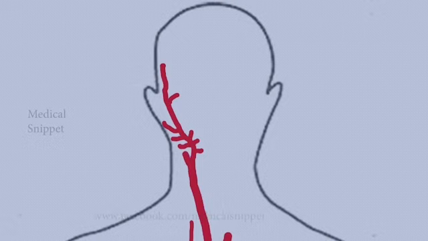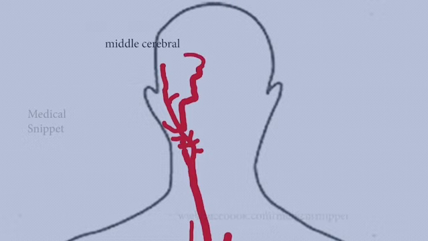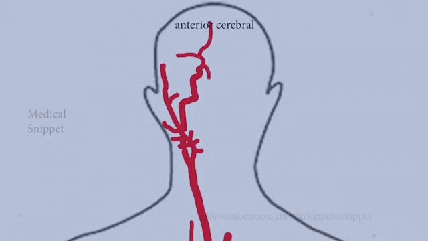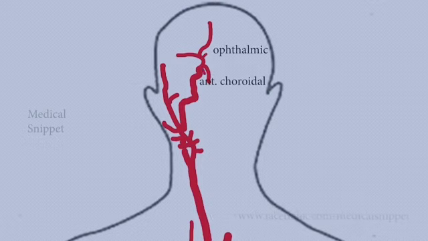The internal carotid artery has no branches in the cervical part. The petrous, cavernous, and cerebral part gives rise to many branches. The important ones are discussed here. The internal carotid artery divides to form the middle cerebral artery and anterior cerebral artery. It also gives rise to posterior communicating artery, the ophthalmic artery, and anterior choroidal artery.